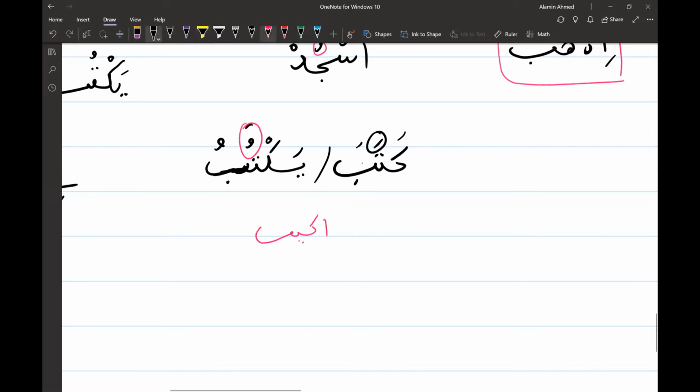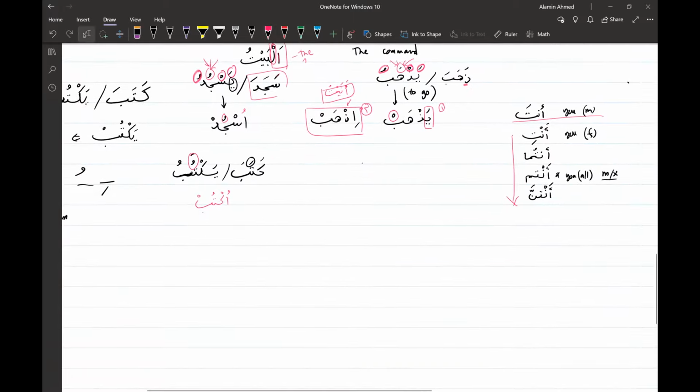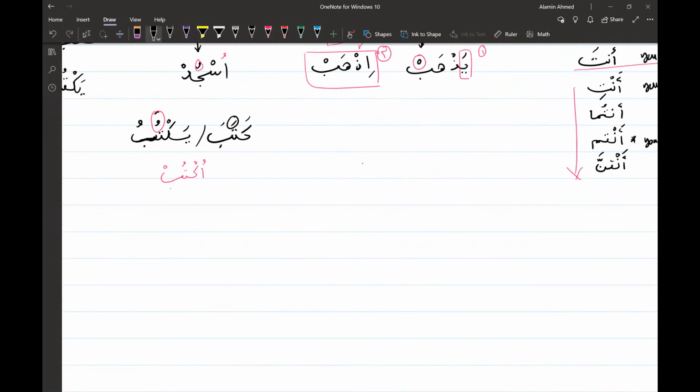Okay, so the only thing we have to know is, do we say uktub or iktub? Why am I saying uktub? Because the dhamma is there. And honestly, from now on, I'll tell you how we used to learn every verb. We used to learn it like this: kataba, yaktubu, uktub.